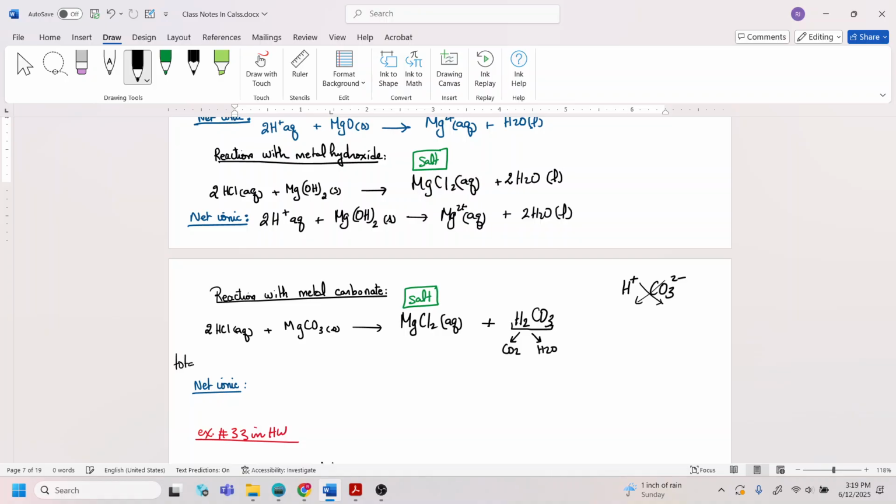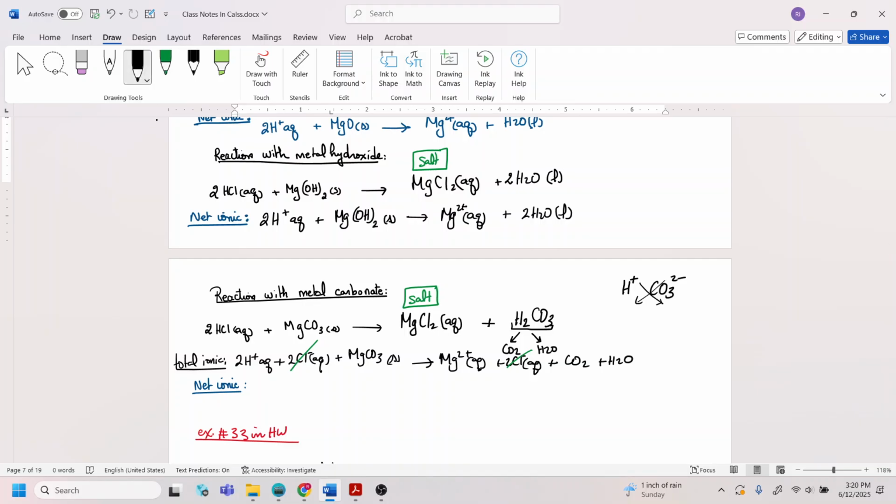The total ionic, so this one is going to be the total ionic. It's going to be 2H plus aqueous plus 2Cl minus aqueous in there, plus MgCO3 solid. That is going to give you Mg2 plus aqueous plus 2Cl minus aqueous. And as we said, carbonic acid is going to dissociate into carbon dioxide and water. We're going to cancel the spectator ion. So this is going to be the spectator ion in there. So we're going to cancel that.